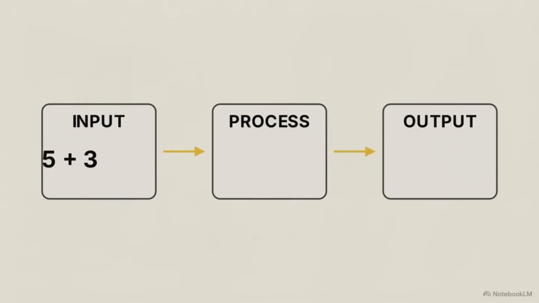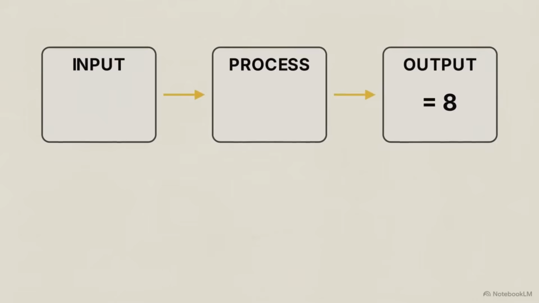Input is the raw data, or the specific commands that we feed into the machine, like typing 5 plus 3. Process is the internal calculation, the machine crunching those numbers. And output is the final result presented back to the user. To make this cycle work, we use physical hardware.